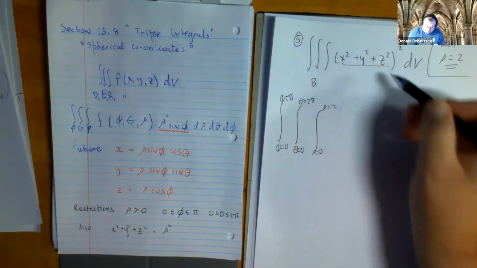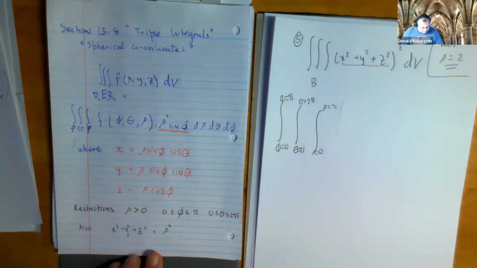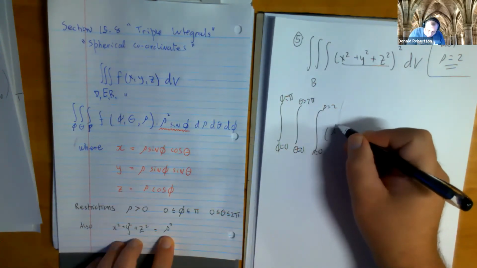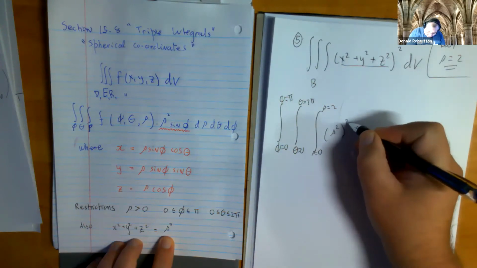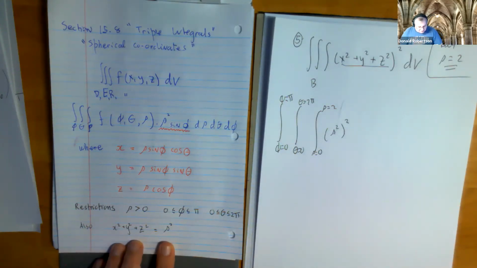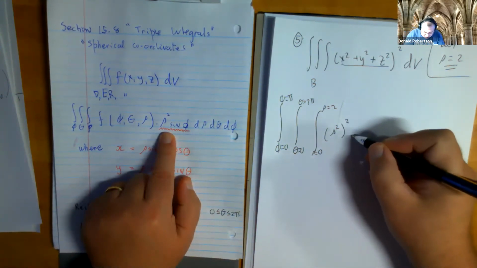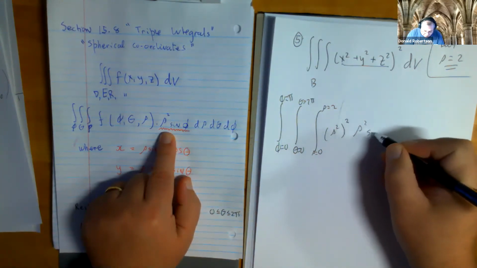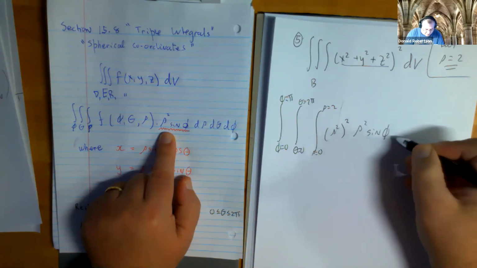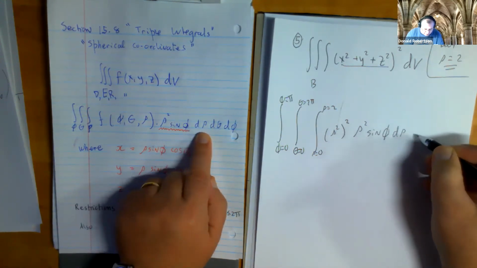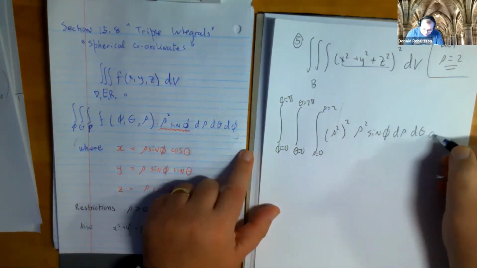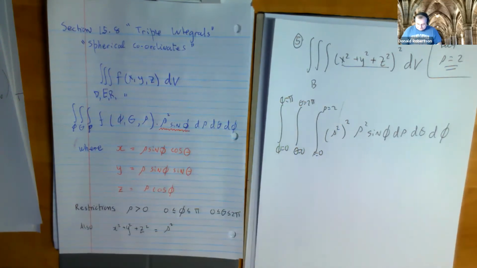Now, x squared plus y squared plus z squared gets replaced by rho squared, and so rho squared squared. And the dV gets replaced by all of this. So it's going to be rho squared sine phi d rho d theta d phi.